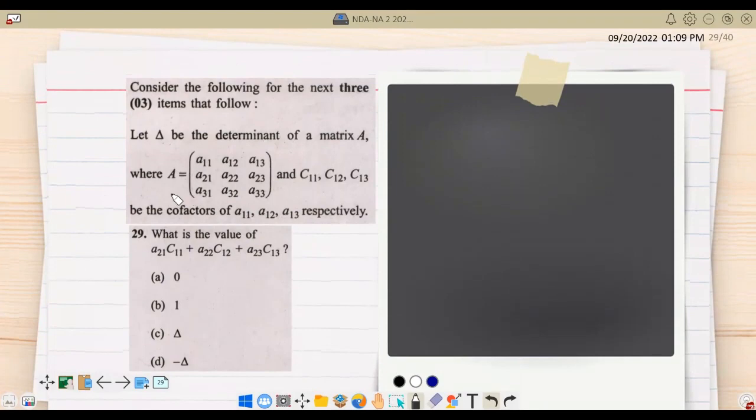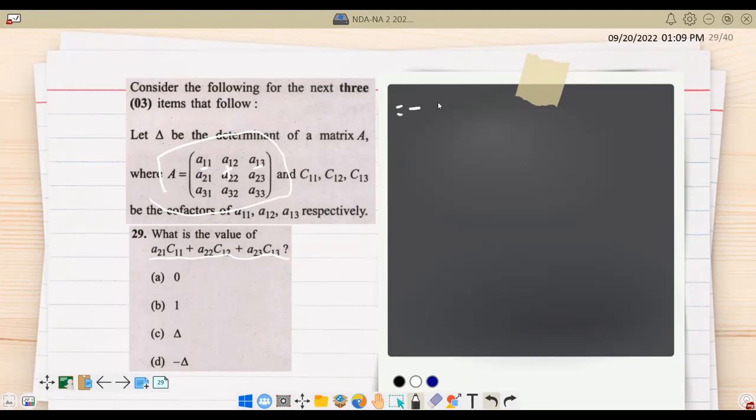This question also comes from the matrix A, where the cofactors of A11, A12, A13 are C11, C12, C13. Now we'll see the given value, that is A21 C11, that is cofactor 11, plus A22 C12 plus A23 C13. We have to find it out. I'll expand this on this page. For the cofactors, the signs should be plus, minus, plus in the first row and then minus, plus, minus for the central row, so it should be a negative sign here.